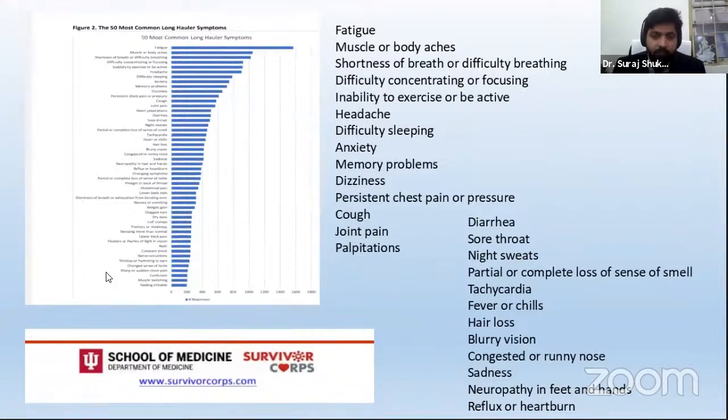They have headache, difficulty in sleeping, anxiety, memory problems, dizziness, persistent chest pain or pressure, cough, joint pain, palpitation. There are some less commonly seen symptoms, which include diarrhea, sore throat, night sweats, partial or complete loss of smell and taste, tachycardia, fevers or chills, hair loss, blurry vision, congested or runny nose, sadness, and neuropathy in feet and hands. This is also one of the things which researchers and physiotherapists abroad have found in COVID patients at a later stage. And reflux or heartburn.